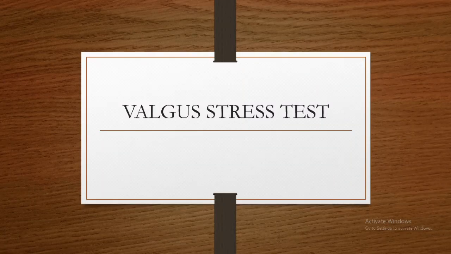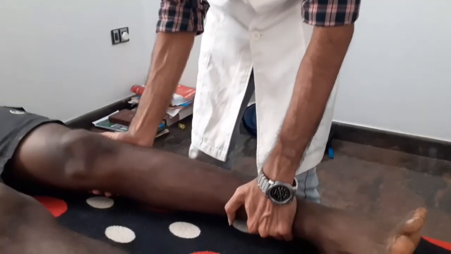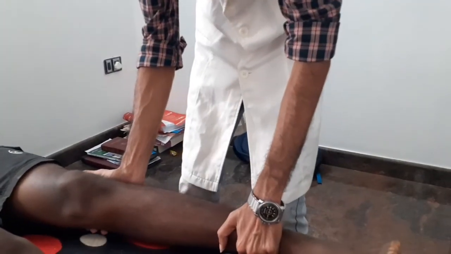Valgus stress test. The examiner places one hand at the outside of the knee, acting as a pivot point, while the other hand is placed at the foot. The medial joint line is palpated while the examiner simultaneously applies an abducting force at the foot and a valgus force through the knee joint.